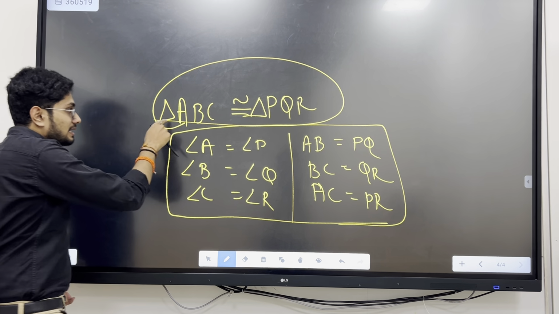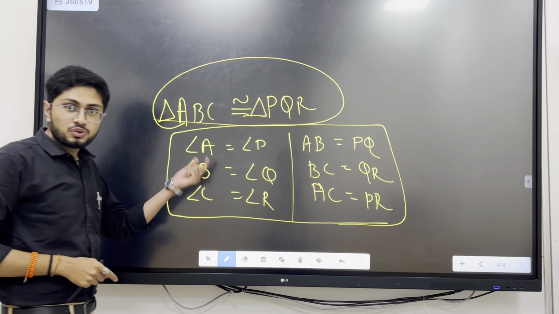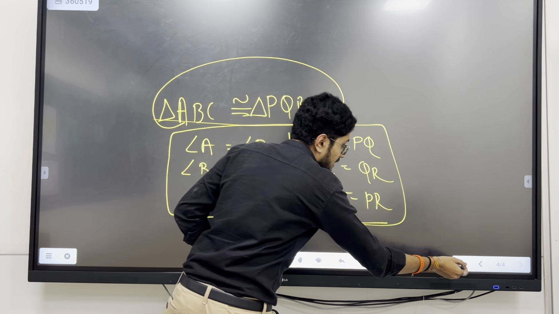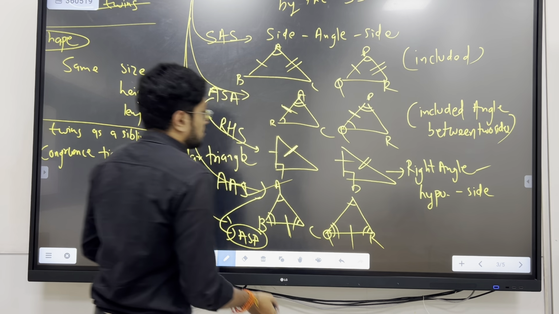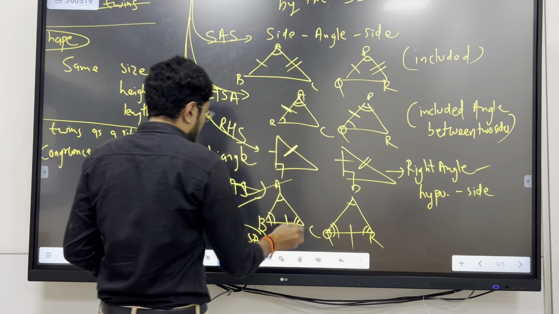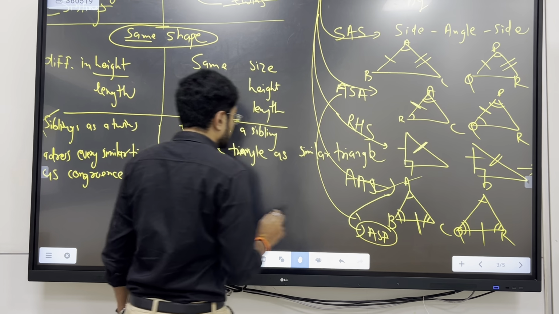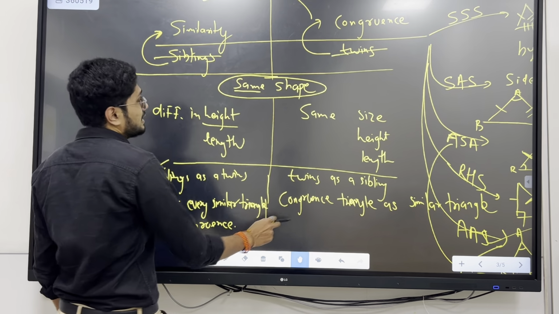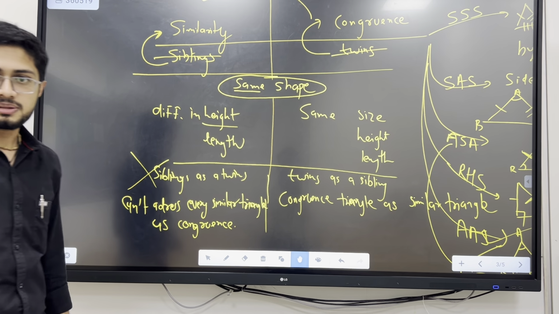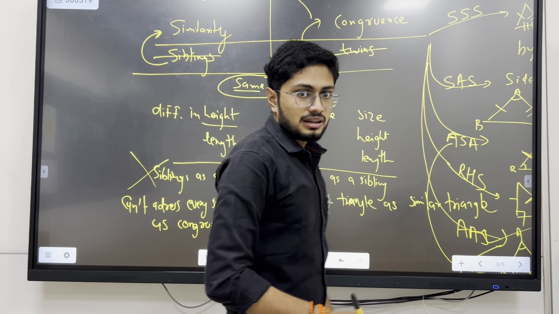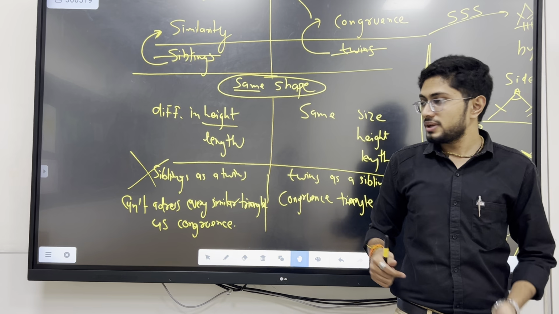So for triangle ABC congruent to triangle PQR, we need these 3, 4, or 5 types of criteria to prove that congruency. And to understand this congruency, we need to first clear the similarity and congruency concept. So for that, I am concluding my topic here for now.